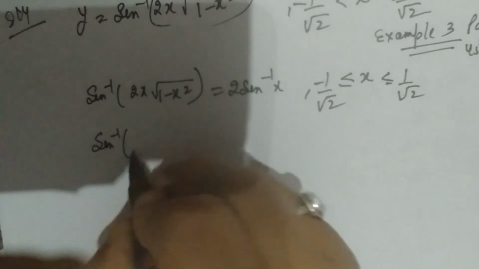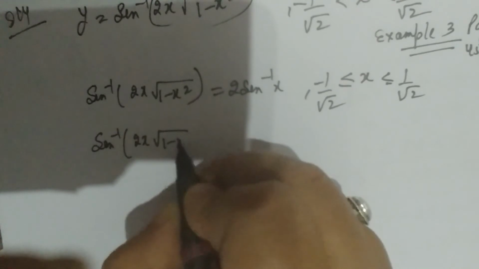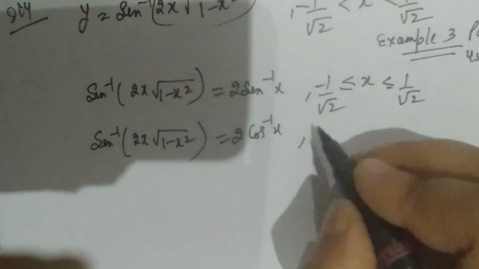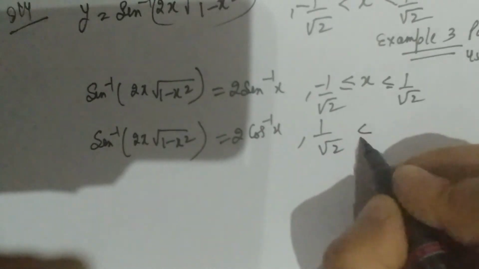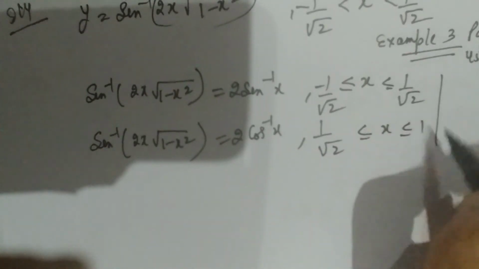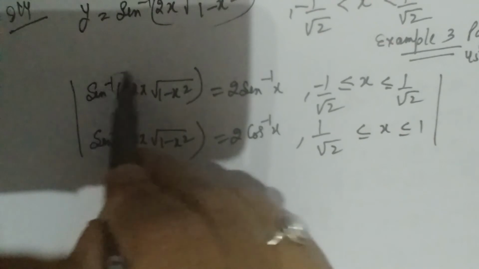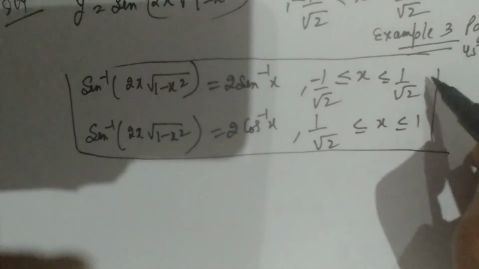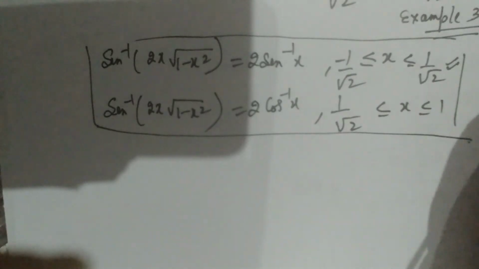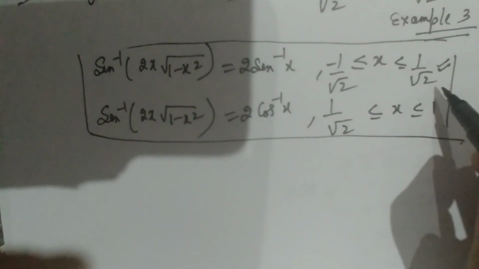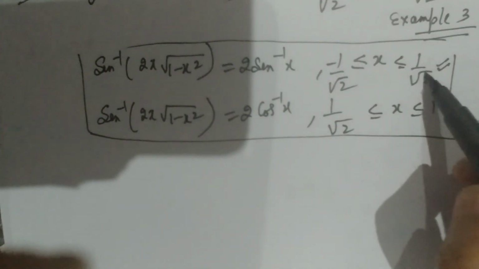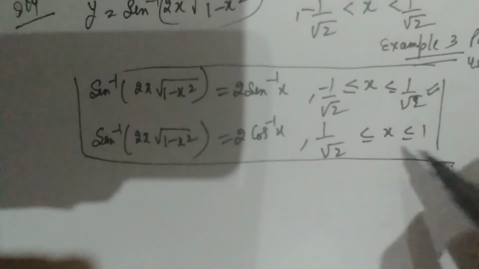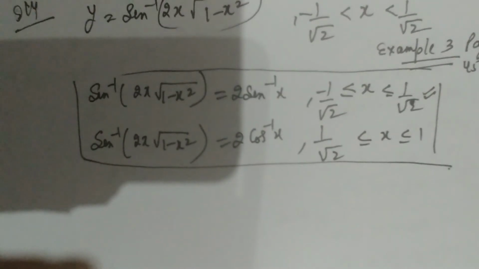And the second one was the same thing, with 1 minus x square, equal to 2 cos inverse x for x between 1 by root 2 and 1. If you remember, these examples are done. So they depend upon these conditions, and that decides which substitution should be used. For the very first case you were supposed to put x as sine theta, and for the second case you were supposed to put x as cos theta.